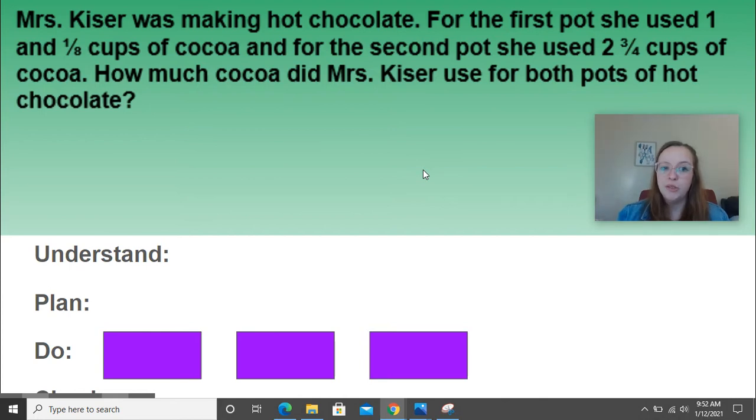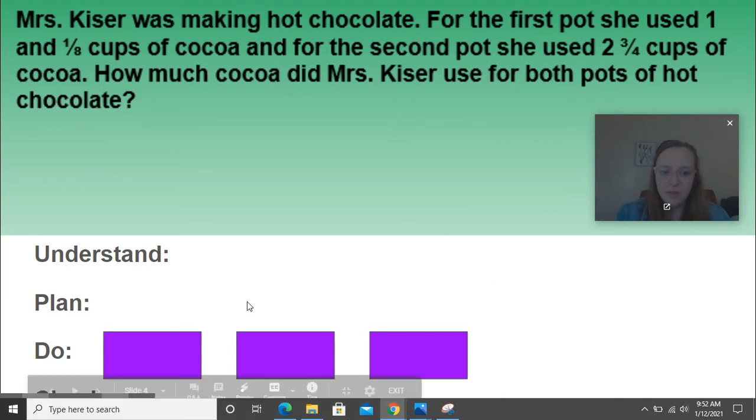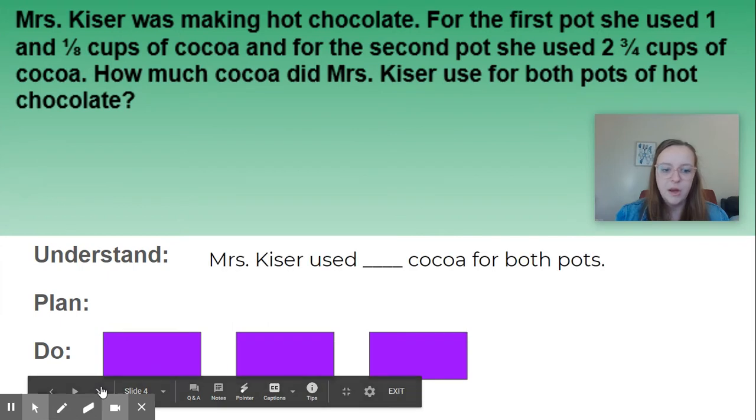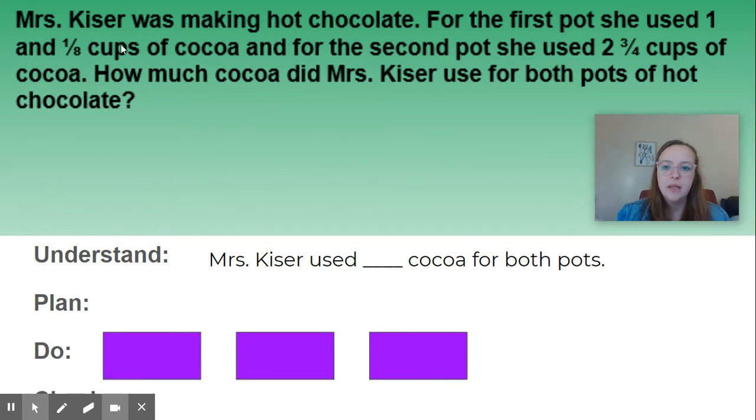So our first step is to understand the problem. We need to ask ourselves, what is this question asking us? Well, I know that I want to find out how much total cocoa Mrs. Kaiser used for both pots of hot chocolate. So I wrote a fill-in-the-blank statement to help me here. Mrs. Kaiser used blank cocoa for both pots. I should have said blank cups of cocoa for both pots here because I know that I'm looking for cups, because that's what I'm adding. So we're going to figure out how much total cocoa Mrs. Kaiser used for both pots, and our answer is going to go right here in this blank.